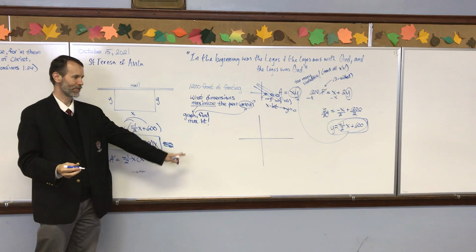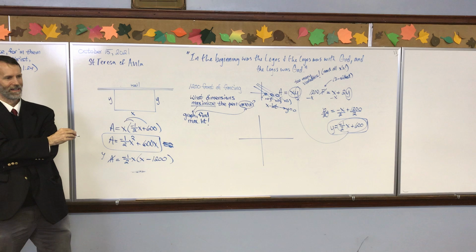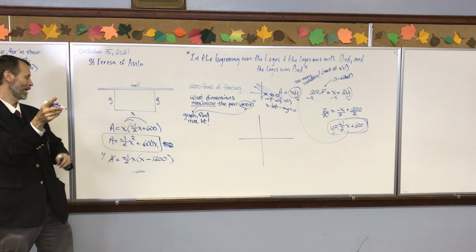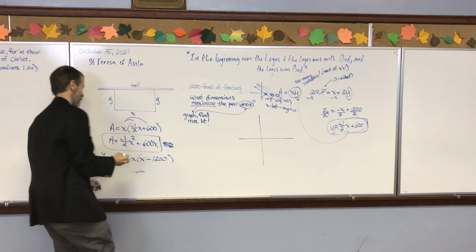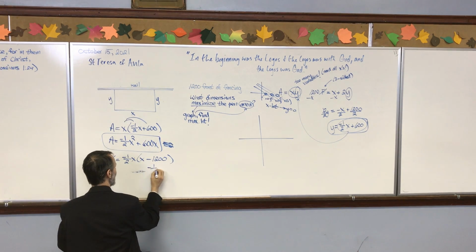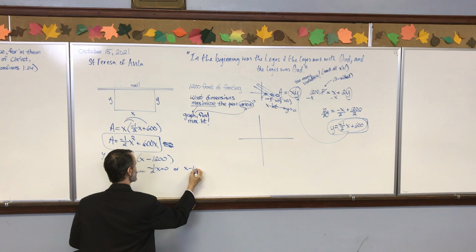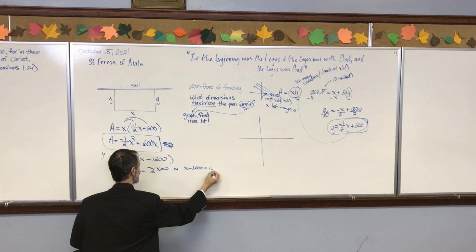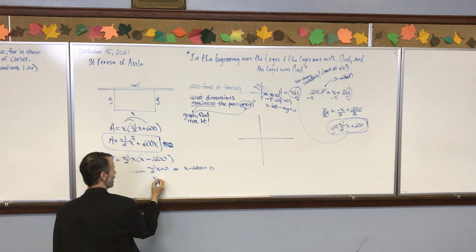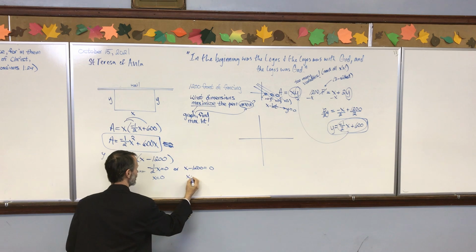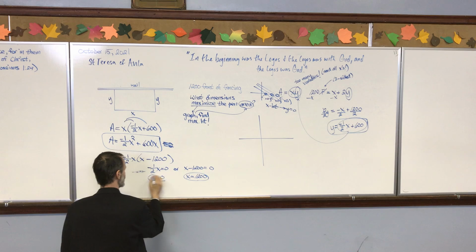Something times something is 0. How do you do that? Yeah, what property is that? Zero product property, exactly. So negative 1/2 x equals 0, or x minus 1200 equals 0. Tell me what those would give you. What x equals what? This better be 0, yeah, and this one should be 1200. You've just found the two x-intercepts.